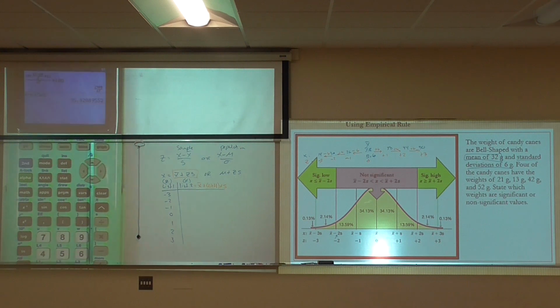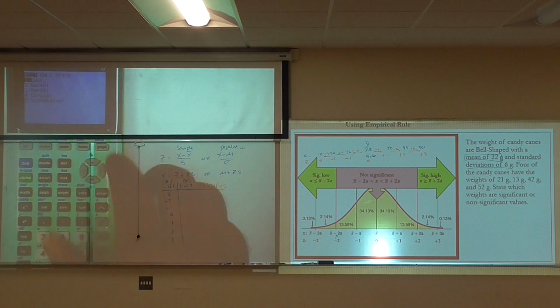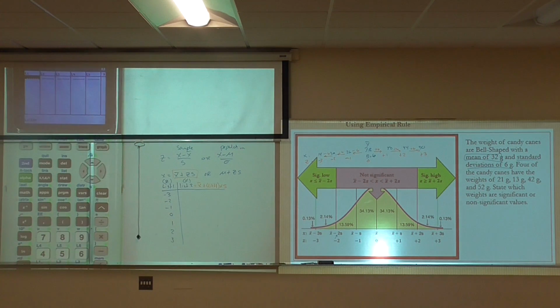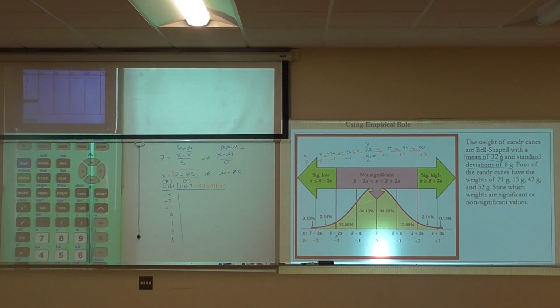So, first thing here, looking at the TI-84, we go to stat, like we usually do, edit, and in this one I want to put my z-scores. So here we go, -3, -2, -1, 0, 1, 2, 3. So I got those guys in there.